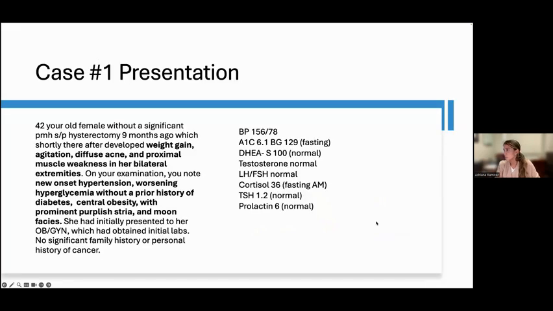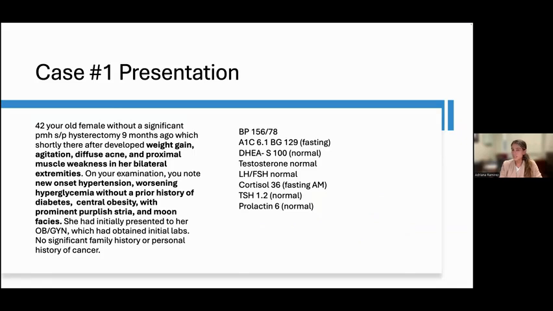Okay, so I just wanted to start off with a recent case of mine from clinic. This is a 42-year-old female, previously healthy until a few months ago. Following her hysterectomy, she developed weight gain, agitation, diffuse acne, and proximal muscle weakness in her bilateral extremities. She was also noted to have new onset hypertension, worsening hyperglycemia without a prior history of diabetes, central obesity, prominent stria on her abdomen, and moon facies.